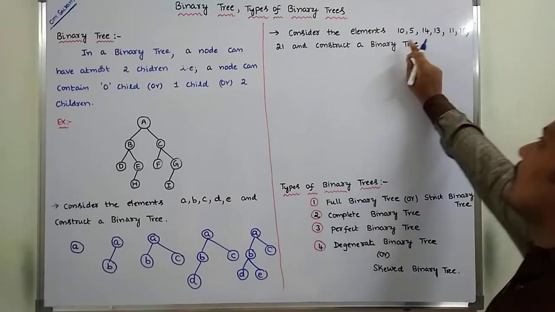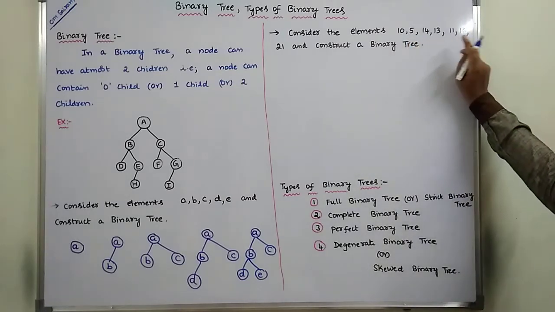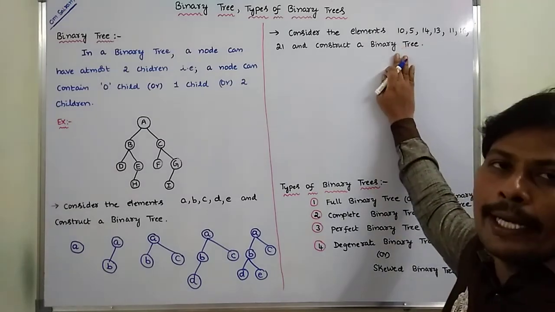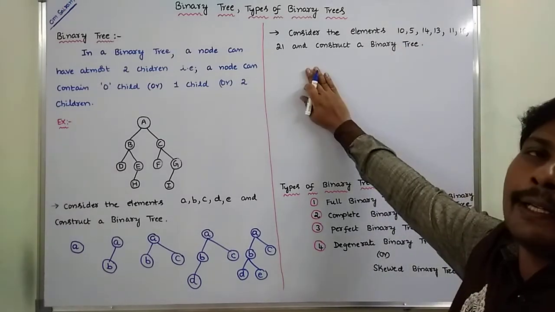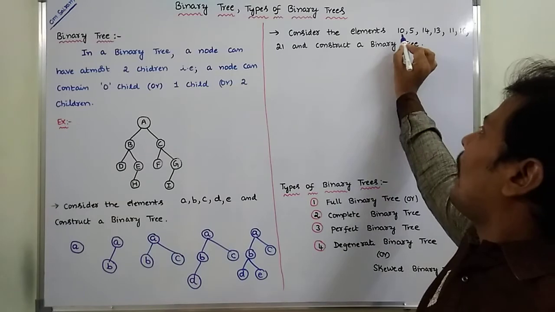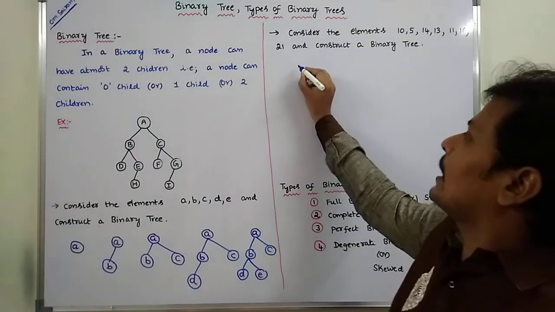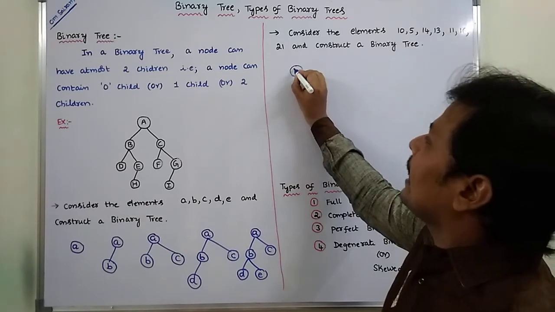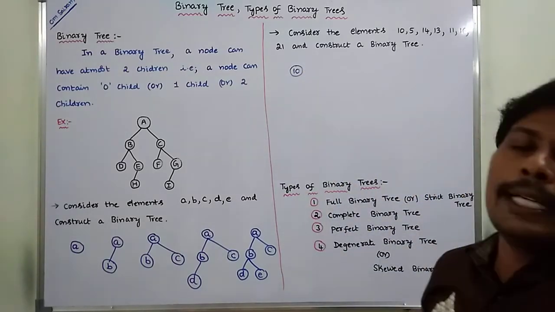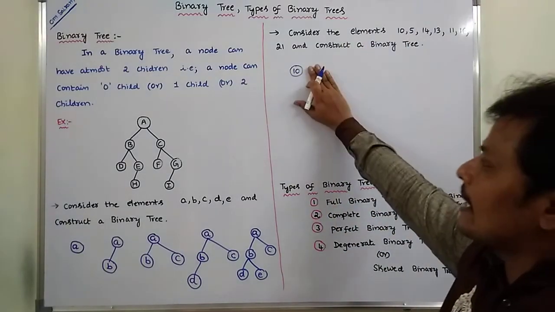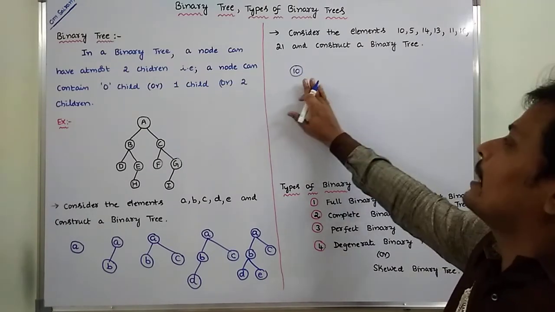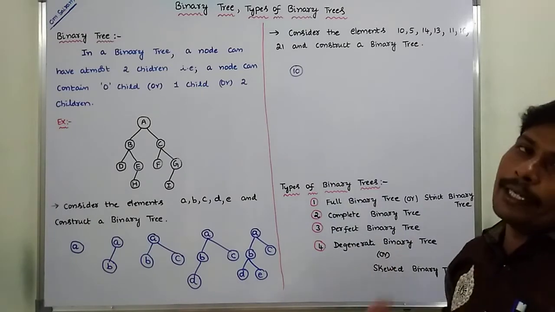Consider the elements 10, 5, 14, 13, 11, 16 and 21, and construct a binary tree. Initially, the binary tree is empty. Whatever the first element inserted, we have to create a node and insert the value into that node. Now this is a binary tree because it contains a single node. It does not have any children.